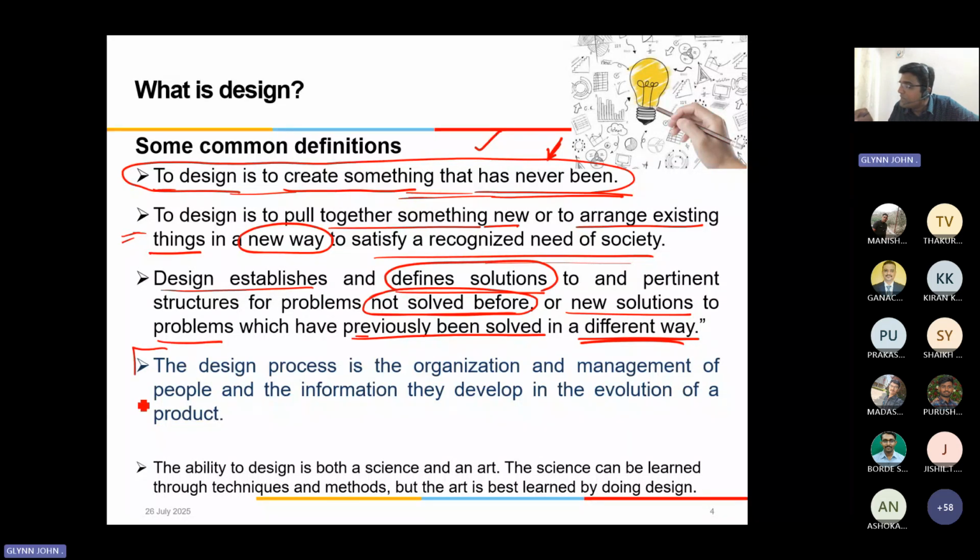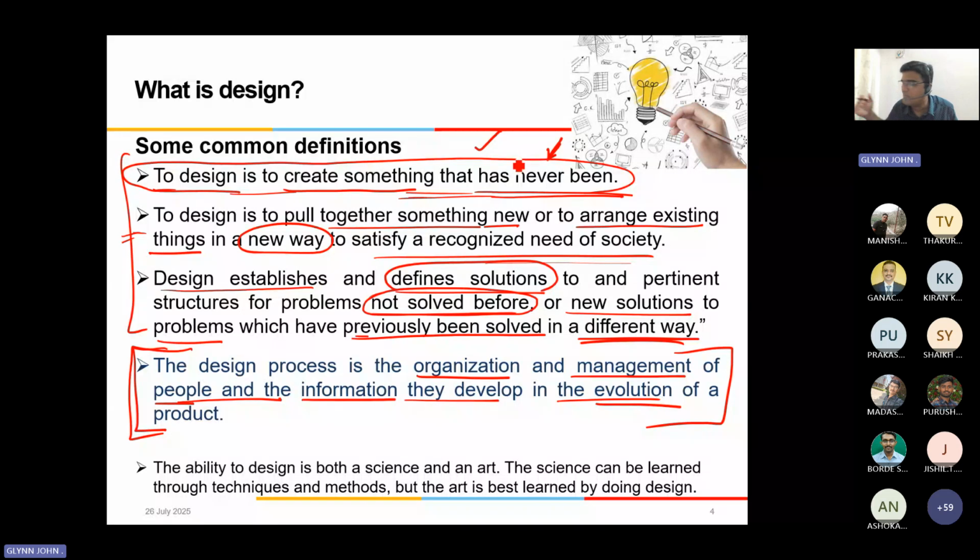Now, if you look at it from a company's perspective, this is the process of organization and management of people and information in the evolution of a product, right? So from a company's perspective, for products which keep evolving, this is probably a better definition. Design process is the organization and management of people and information they develop in the evolution of a product, right? So this is okay. Now, any definition is okay, but the first three are somewhat specific to new designs, right?